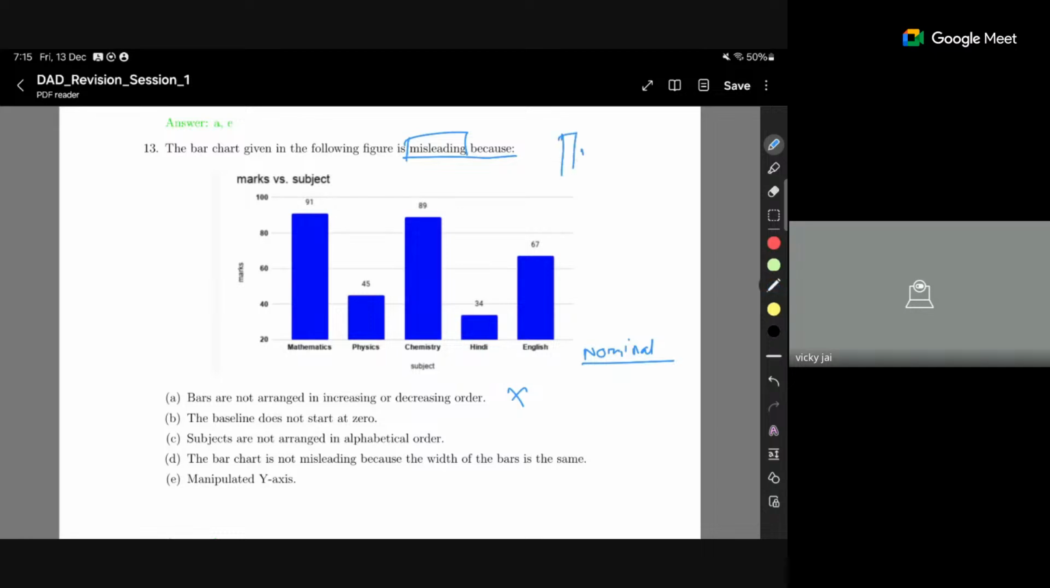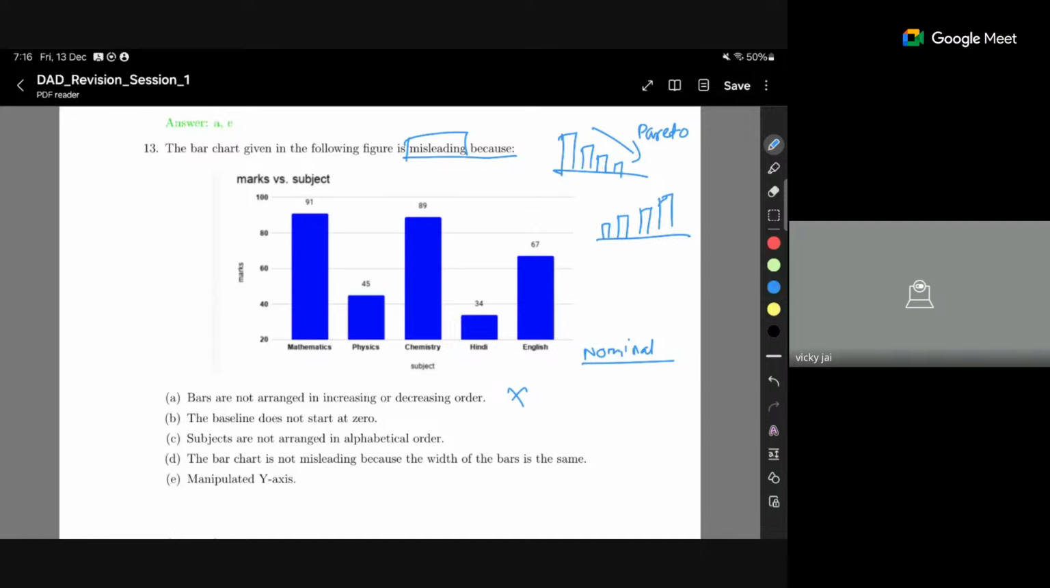So if you order them in decreasing order, or in increasing order also, this is a good way to represent a chart. This is a Pareto chart, right? So if you arrange the bar chart, it becomes Pareto. But that doesn't mean that the bar chart is incorrect, right? The bar chart is correct, because we know from the data that this is 91, 45, 89 and all. So we know that the data is correct. It's not misleading to us in that way.